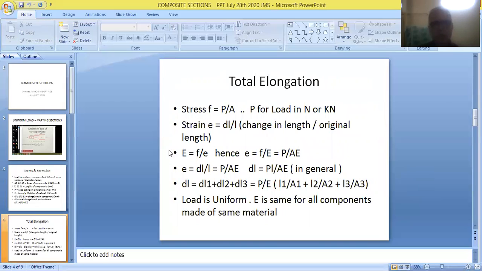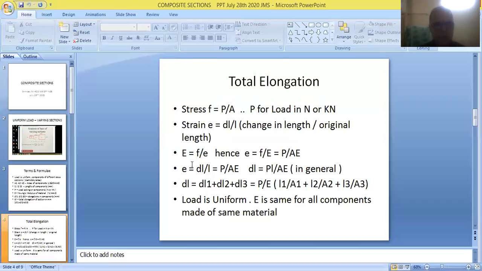So friends, these formulas are very essential. Small f for indicating stress values is given as P by A. P is the load in newtons, and A is the area of cross section in millimeter square. And again, strain, this is the formula for measuring strain. It is change in length by original length. Small e is used for representing this parameter.